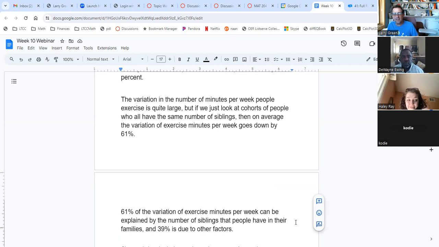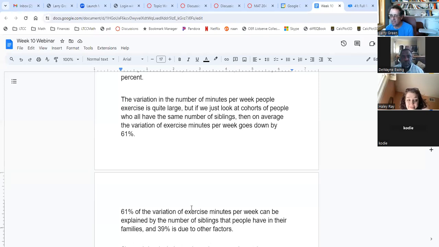Not no siblings. Any other thoughts? So 61% can be explained by number of siblings. So if you take 100% minus 61%, that's how much you have left. 100 minus 61 is 39. So that's how I got that 39, because the 39% is 1 minus r squared as a percent. Any questions on that?